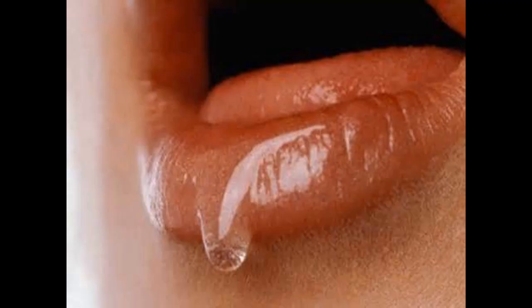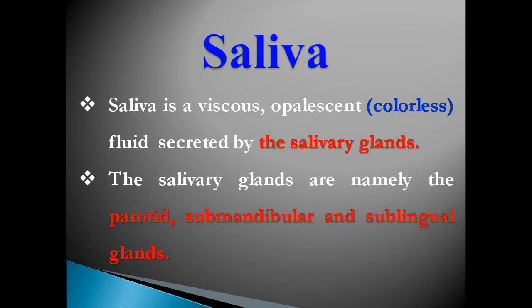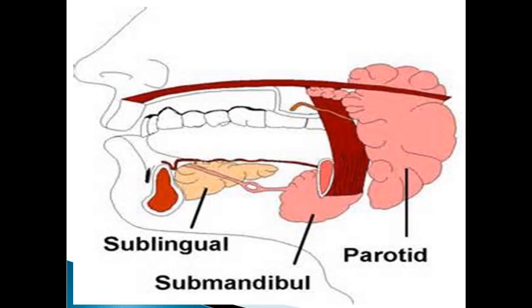First of all, saliva. Saliva is a viscous, opalescent or colorless fluid secreted by salivary glands. We have 3 salivary glands, namely parotid glands, submandibular glands and sublingual glands. Here are the parotid glands, submandibular glands and sublingual glands.